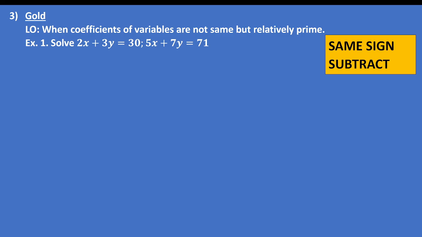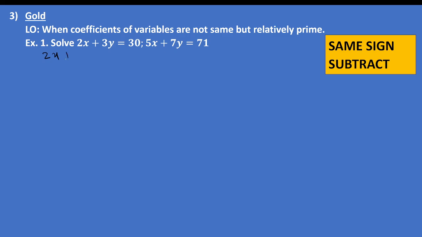Okay, so now next category, it is the gold category. In the gold category, what happens exactly? We do not get to see, first of all, the same term in both equations as well as the multiple of a term in the other equation. So first of all, let's see here what I'm doing.